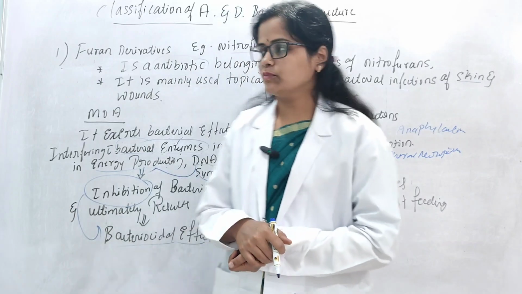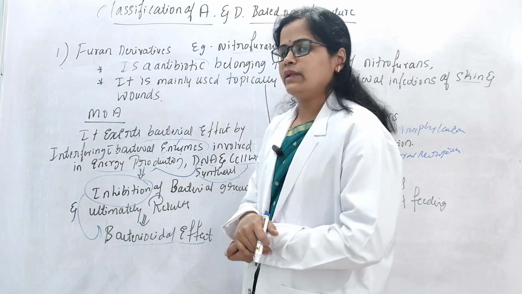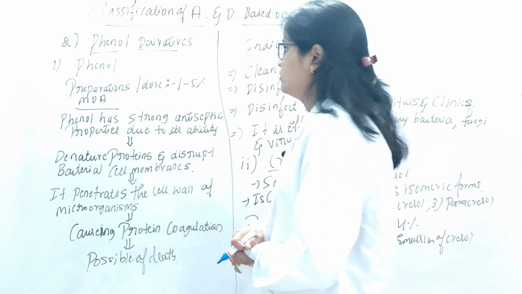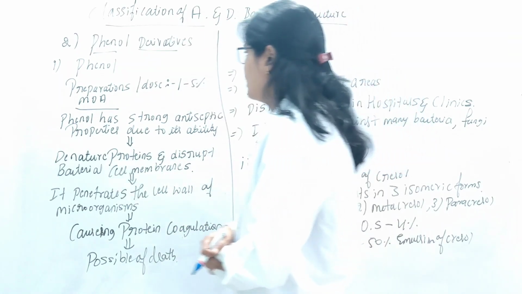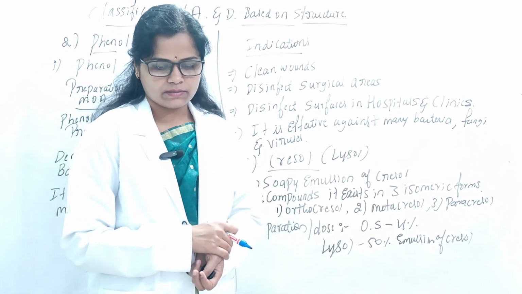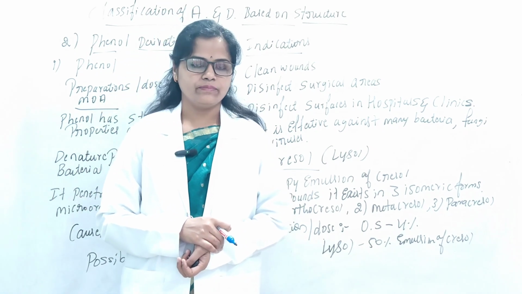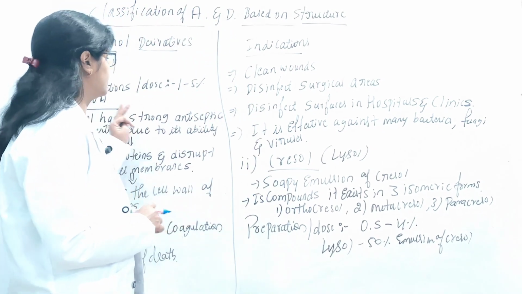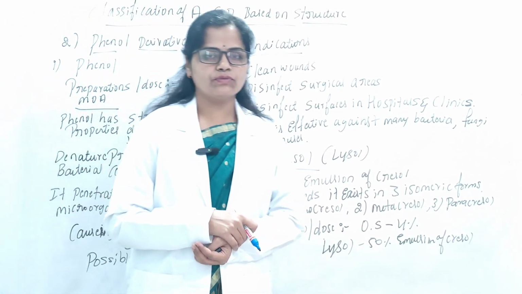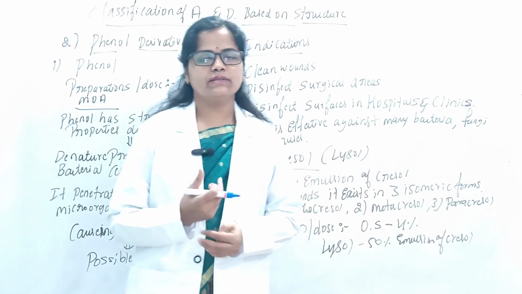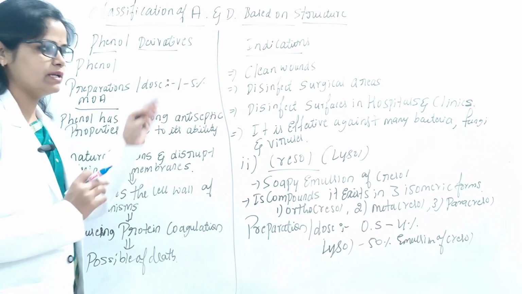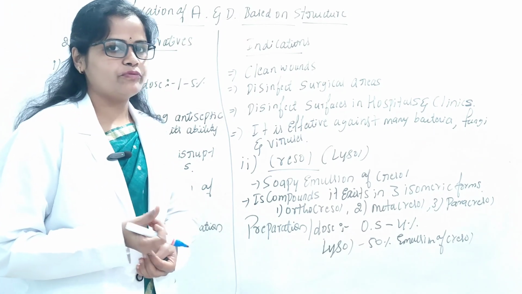Okay, this is the detailed explanation about the furan derivatives, that is nitrofurazone. Next we'll study the phenol derivatives. Examples of phenol derivatives are phenol, cresol, chloroxylenol and hexachlorophene. Phenol derivatives are mainly used to treat bacterial, viral as well as fungal infections. The preparation and dose of phenol is 1 to 5%, available in the form of solutions or ointment.